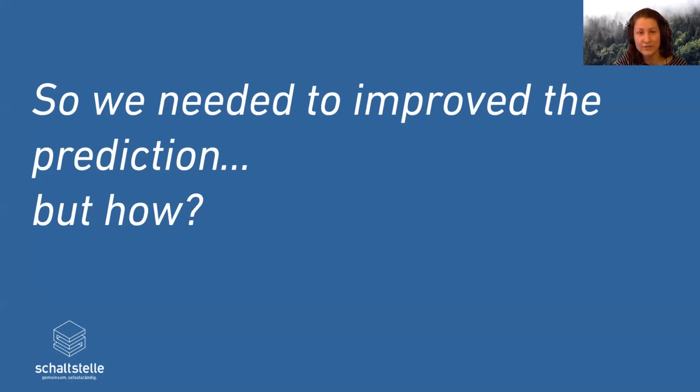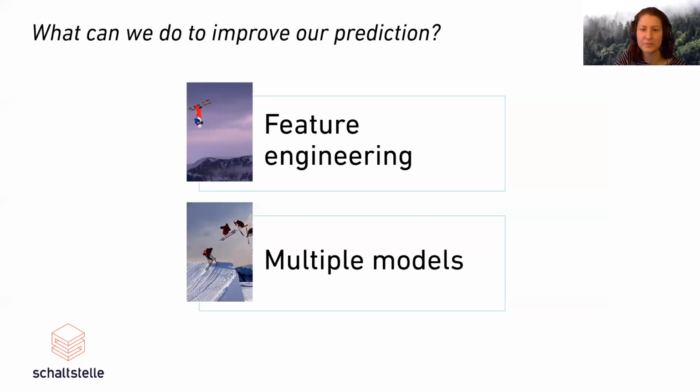So we need to improve these predictions, but how? We ended up with two possibilities that we could use to improve our predictions. The first one was feature engineering. That would mean we would go over all the features that we have and restructure and redesign them, choose other data points, choose other attributes that we have in them, and just come up with a new data set.